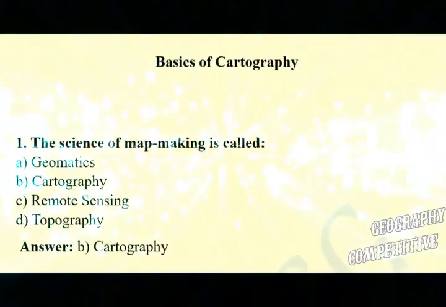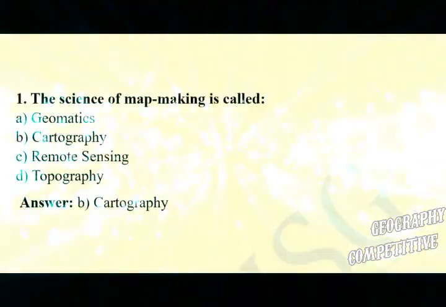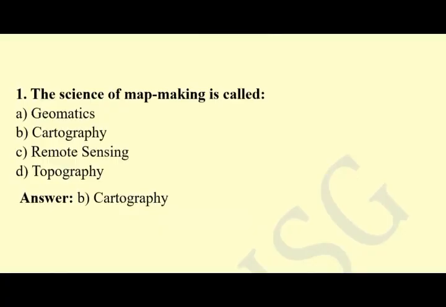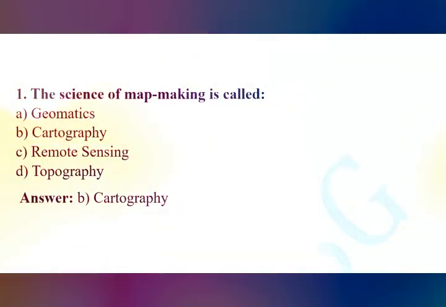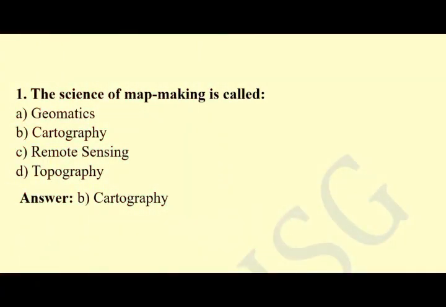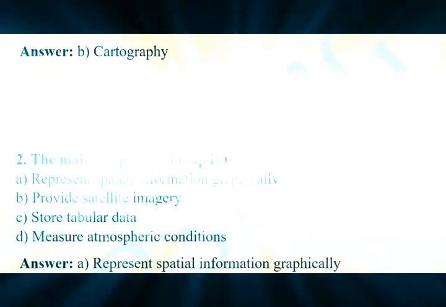First question, in the category Basics of Cartography. The science of map making is called: geomatics, cartography, remote sensing, topography. Here the right answer will be cartography. Means the science of map making is cartography.